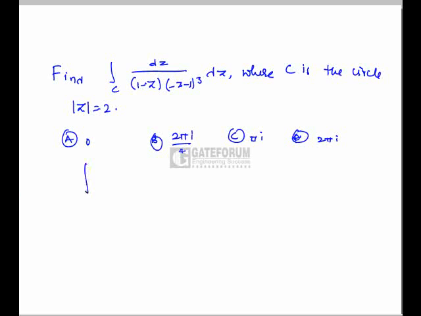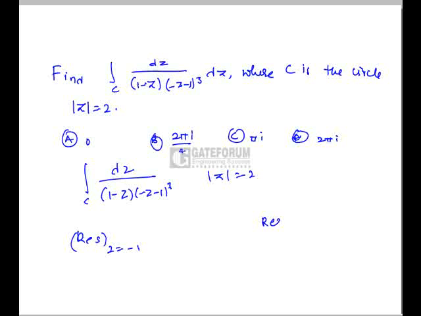We have to find the integral of dz by (z minus 1) whole cube times (z plus 1) over the curve mod z equals 2. That is nothing but a circle whose radius is 2. Now, in order to find this, first we have to find the residue at z equals minus 1, as well as the residue at z equals 1. Now, the residue at z equals minus 1 is nothing but 1 by (z minus 1) whole cube at z equals minus 1, which will give you minus 1 by 8. Similarly, the residue at z equals 1 will also be 1 by 8.